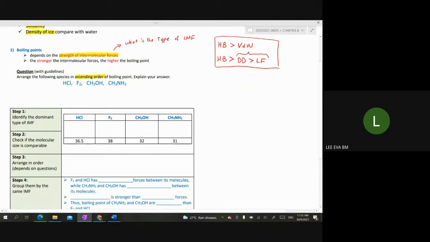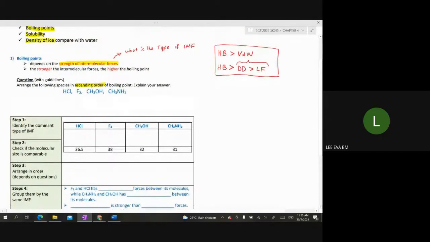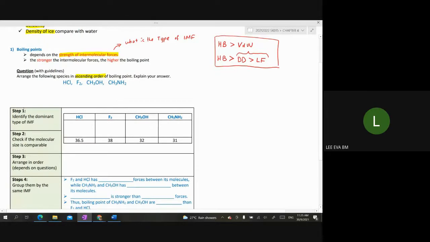So step 1, in the question we have HCl, we have F2, your fluorine, we have an alcohol, methanol, and we have an amine, CH3NH2. Let's look at step 1: identify the dominant type of IMF. What does dominant mean? It means which force inside one molecule is stronger. That is the dominant force.